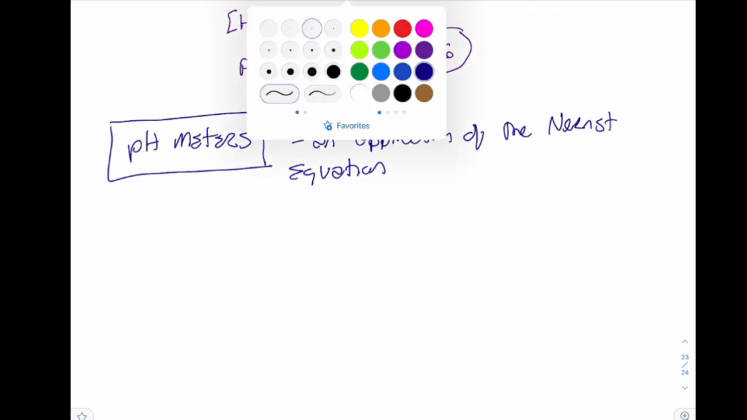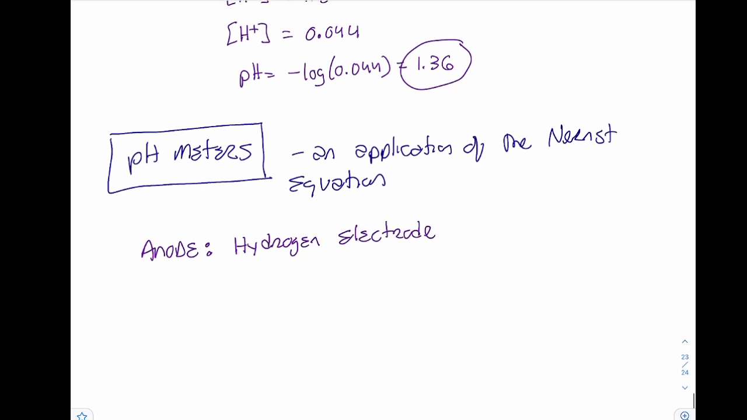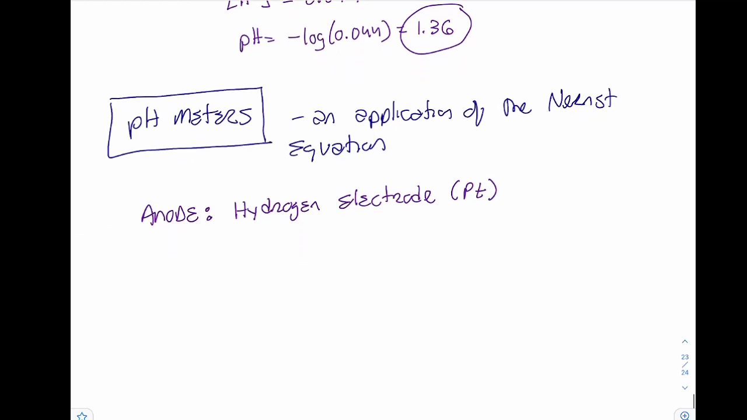And our anode in our pH meter is going to use the hydrogen half reaction. And I'm writing down hydrogen electrode, but again, we know our electrode actually needs to be metal, so it's going to be usually platinum. So a lot of pH meters will have a little strip of platinum in them, and that's what we're using as our electrode.